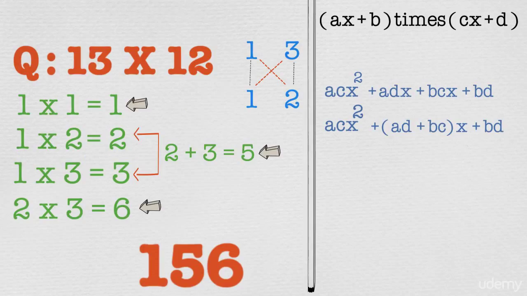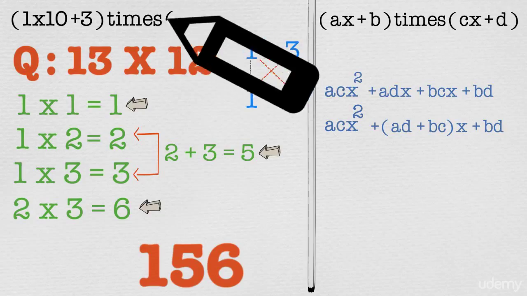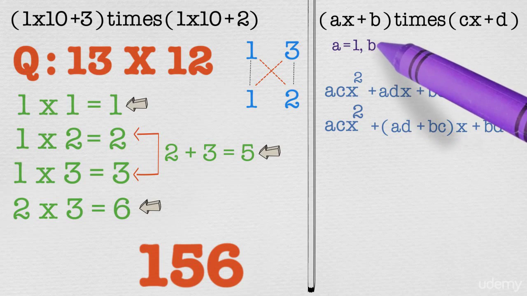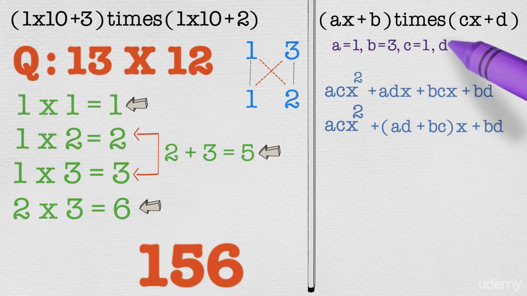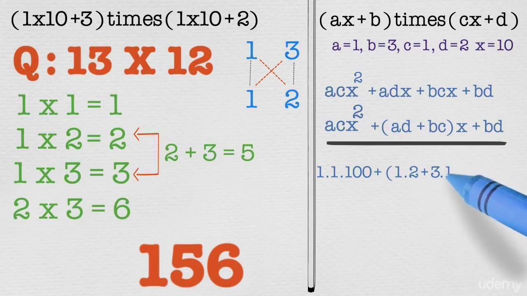Let's now map this expression to our problem. Our problem statement can be rewritten as (1 into 10 plus 3) times (1 into 10 plus 2). And this can be easily mapped to our algebraic expression. This would give us the following values. a is equal to 1, b is equal to 3, c is equal to 1, d is equal to 2, and x is equal to 10. This means that we could certainly use this expression as a solution to our problem. So let's do so by plugging in the values of a, b, c, d, and x.